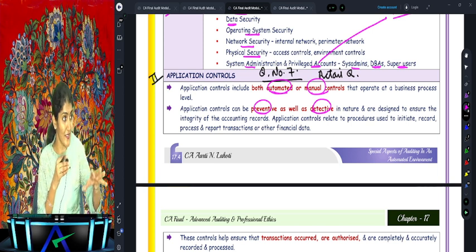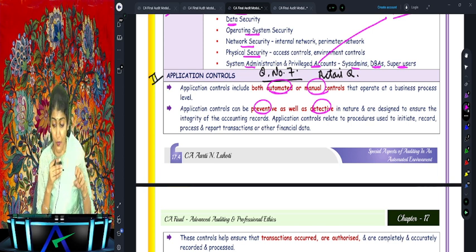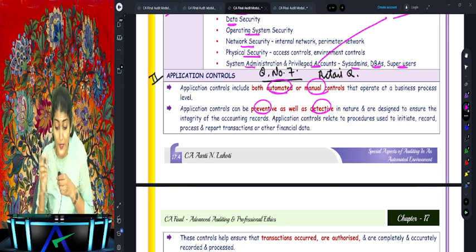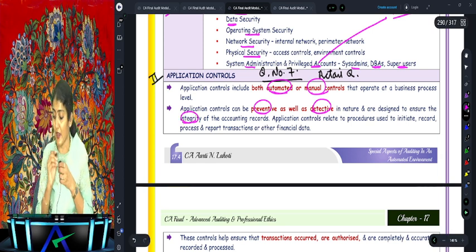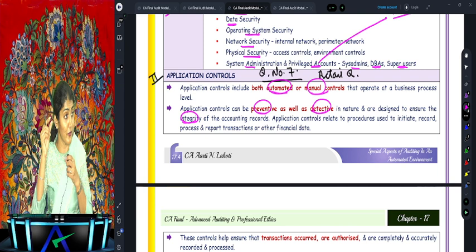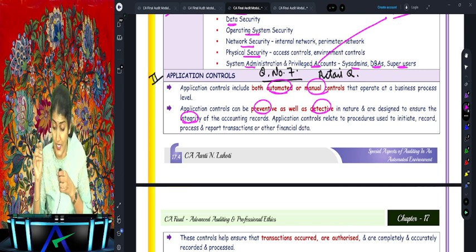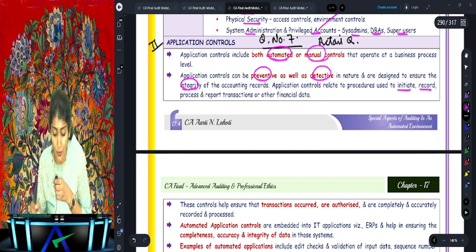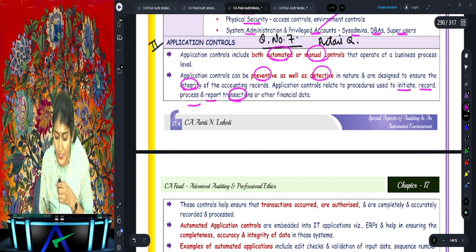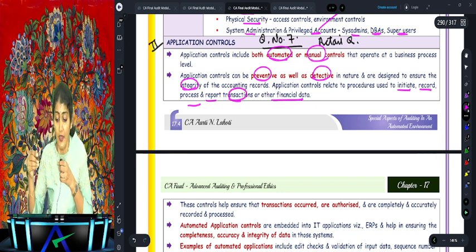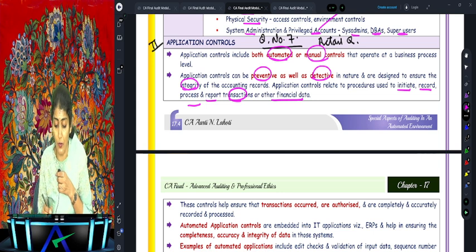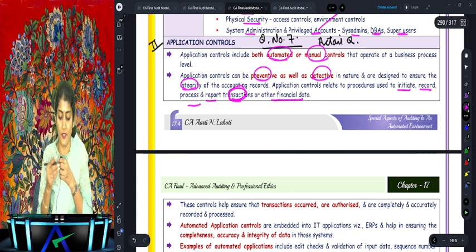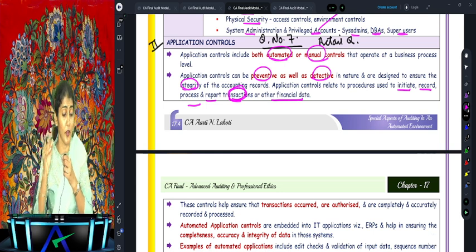So what are these? These are preventive and detective controls designed in such a way as to ensure the integrity of the accounting record. So what is their objective? To ensure the integrity. And application controls relate to procedures to initiate, record, process and report transactions or other financial data. So these are the controls which are there over the processing of the transactions.